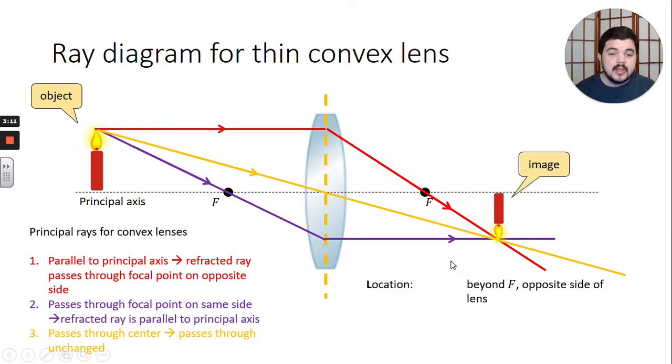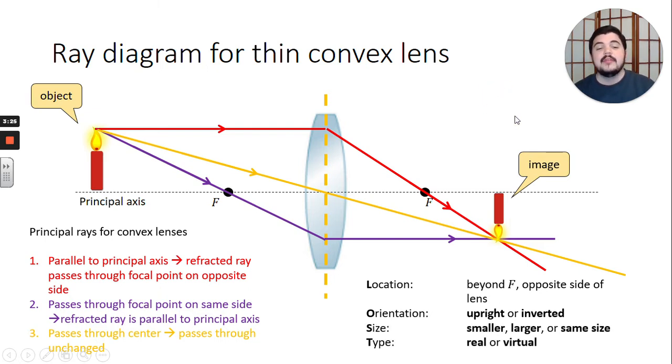That's our image. Now, lost art of image description here. The location is that we are beyond the focal point on the opposite side of the lens. That's where the image is located. Orientation, size, and type are the other things that we need to deal with. Orientation, this is an inverted image. It's upside down. It's on the other side of the principal axis. This is a smaller, not by much, but it is a smaller image. If you were to measure it, it is smaller than the actual object. It is a real image. A reminder, a real image is when your light rays actually converge at another point.